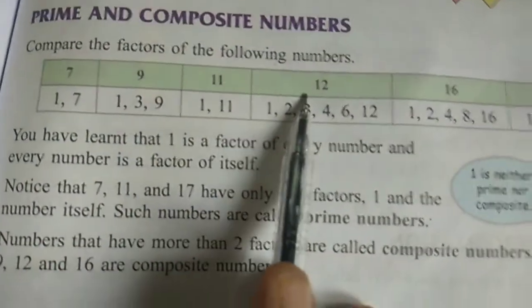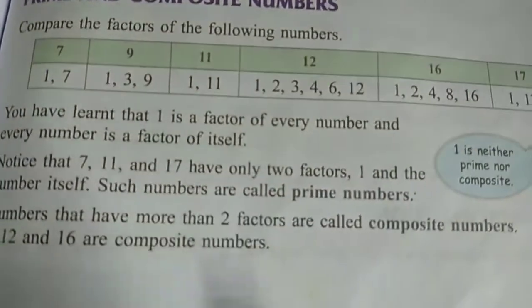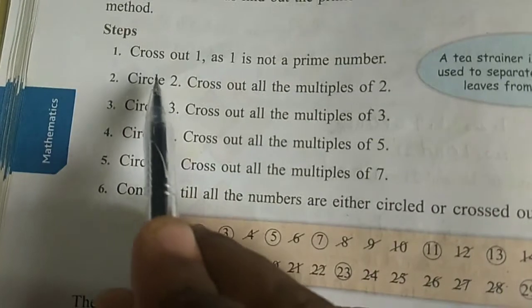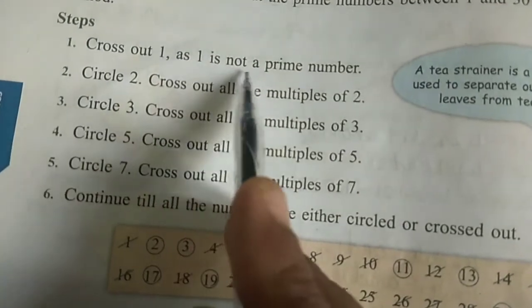9, 12, 16. Likewise, these are called composite numbers. In this page also, they have given: continue until all the numbers are either circled or crossed out. Here they have given one thing: cross out 1. If you take page number 80, you can see cross out 1, as 1 is not a prime number.